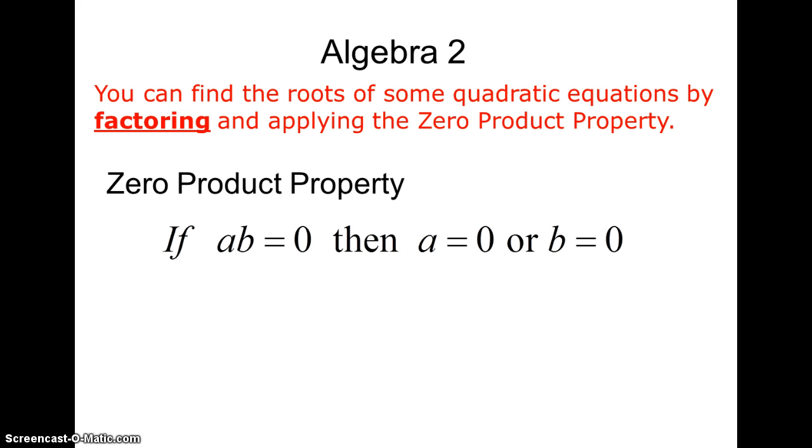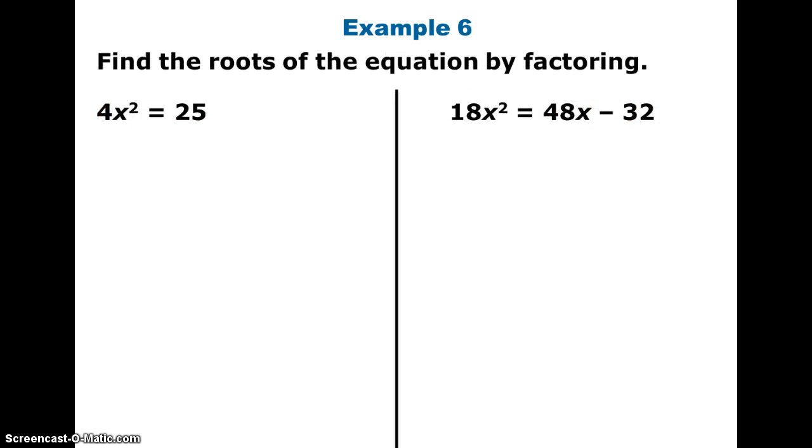Let's go ahead and look at some examples. So we have two examples here. It says find the roots of the equation by factoring. So first, when you want to use this method by factoring, you want to have a 0 on the other side to use the zero product property. So looking at this here, I'm going to subtract 25 from both sides. And you always want to keep the value of a positive. So 4 is positive, so don't do anything to it. Don't move that to the other side. Just leave it where it's at. So we have 4x squared minus 25 equal to 0 here.